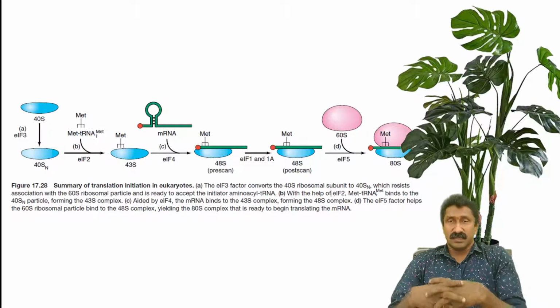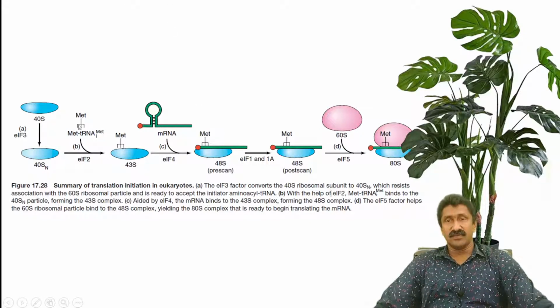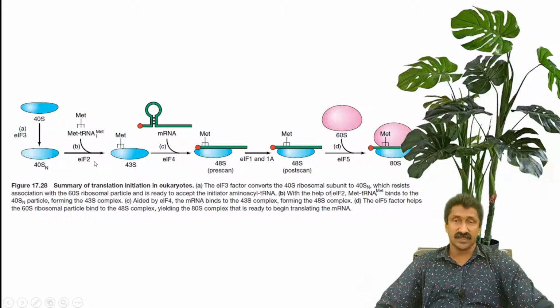So this is another representation, a simplified version. This is a 40S ribosomal smaller subunit. It is bound with eukaryotic initiation factor 3, and now again it is 43. Then charged methionine tRNA and eukaryotic initiation factor 2 will bind, and after binding, this becomes a 43S.